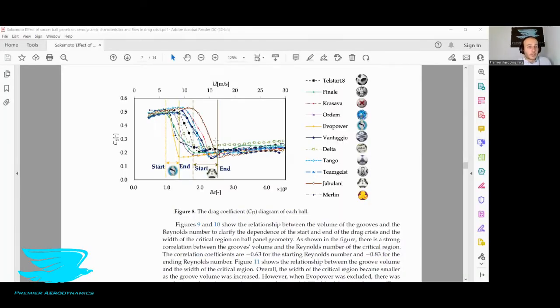And getting back to this paper here. The drag crisis is very obvious. Going from laminar to turbulent, the drag drops by like a factor of 2 or 3. And actually the Jabulani is arguably the worst performing ball, because it has quite a big range of this critical region. It goes from about 12 meters per second to 17 meters per second. The best ball was this Evo Power one, and that went from the critical region from 7 meters per second or so to about 9.